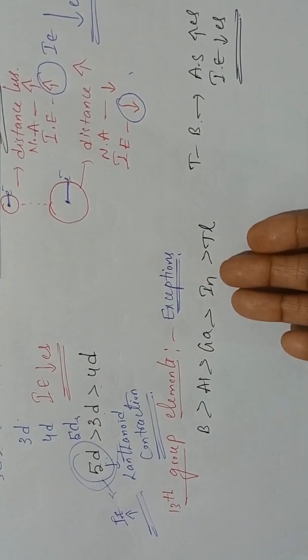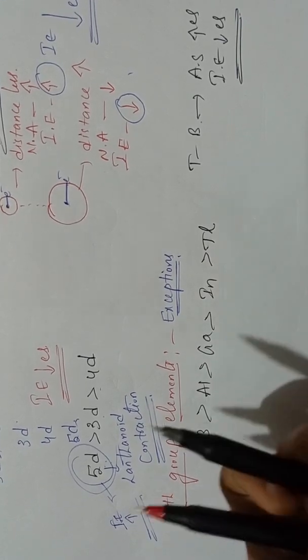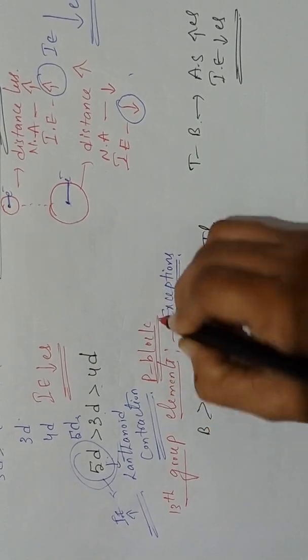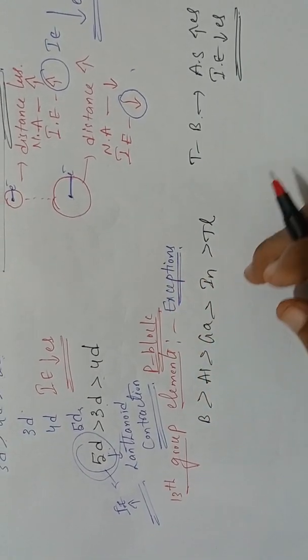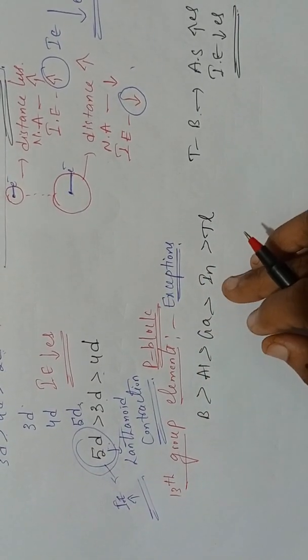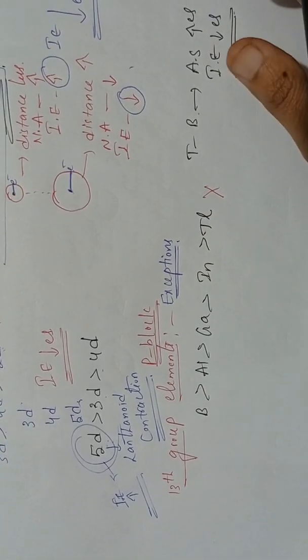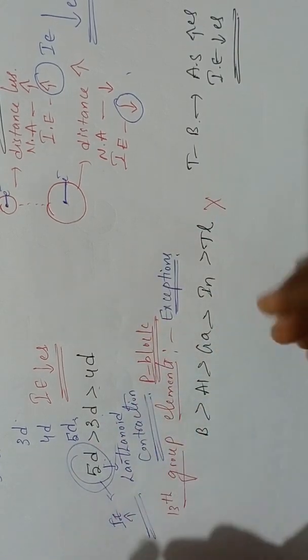These are 13th group elements, p-block elements. Is it the correct order? This is the p-block exception. Is it the correct order? No, it is the wrong order, students. Are you clear? It is the wrong order. What is the correct order, students?